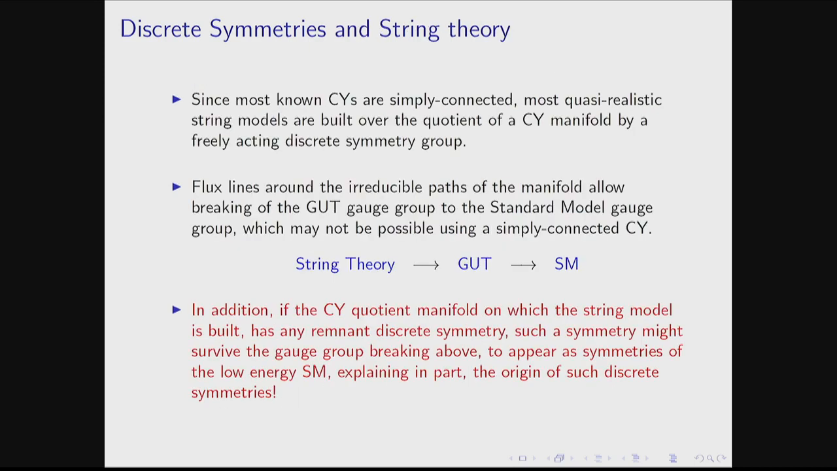There's another advantage to computing discrete symmetries of compactification spaces, which is that most known Calabi-Yaus are simply connected. But most quasi-realistic string models are built over quotient manifolds because you really need a non-simply connected manifold to break the GUT gauge group to the standard model gauge group. So flux lines around the irreducible loops of the manifold allow this breaking to happen. Right.